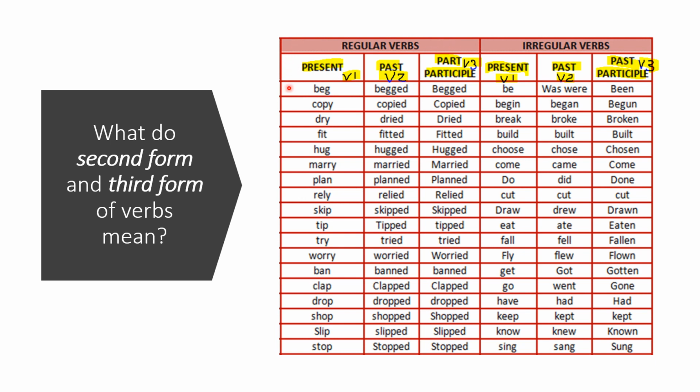For example, the present form of the verb beg, or the V1 form of the verb beg, is beg. If the formula would ask you to use the second form, or the V2 of the verb beg, then you should use the begged form, begged. If the formula in the chart asks you to use the third form, or the V3 form of the verb beg, then you will have to use begged.